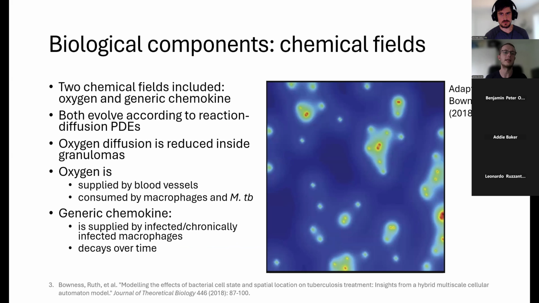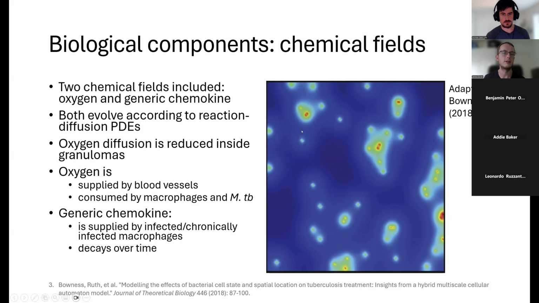It's also been noted that the oxygen tends to diffuse more slowly through granulomas. So the model is set up such that the diffusion rate is reduced if the oxygen is within what would be considered the area of a granuloma. So any infected macrophages, chronically infected macrophages, or caseum.